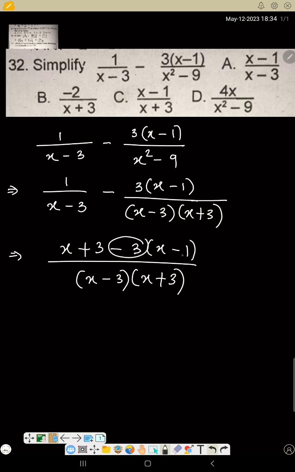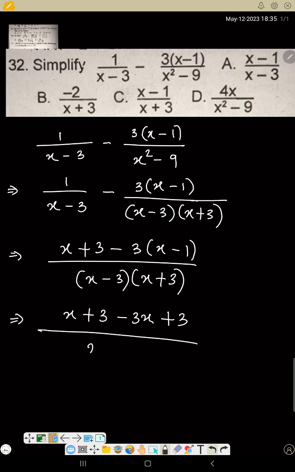So this 3, minus 3, will open the bracket. So this becomes s plus 3, then minus 3s plus 3, because minus 3 times s is minus 3s, again minus 3 times minus 1, that's plus 3. Everything over s square minus 3 square. So how is it like that? Because I change this back to a difference of 2 square.